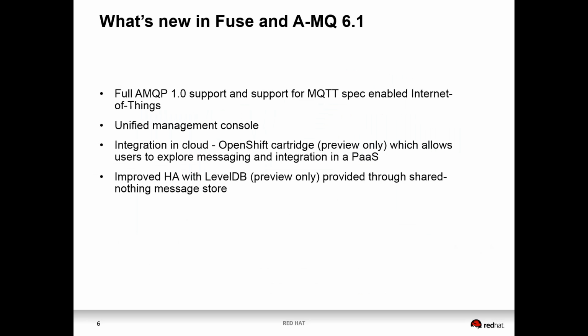The ability to manage integration processes. We have the unified management console, which makes it possible to not only provision and manage message brokers, but to control and manage individual integration processes on-premise or in the cloud. And we have the improved high availability with LevelDB, which is preview only. And we have the integration and messaging in the cloud, the developer preview of JBoss Fuse 6.1 on OpenShift PaaS.